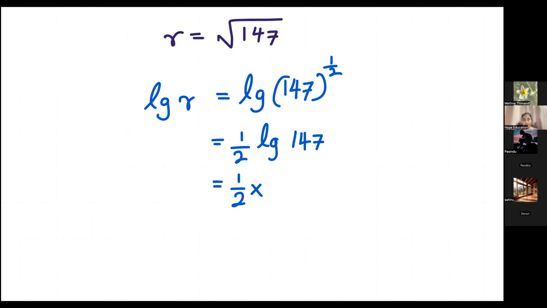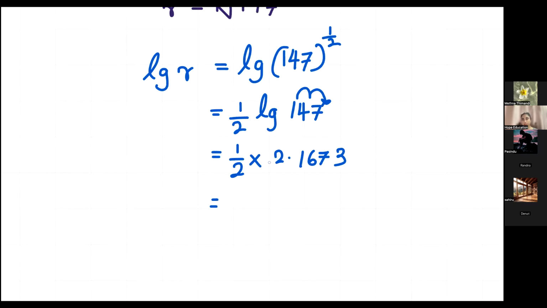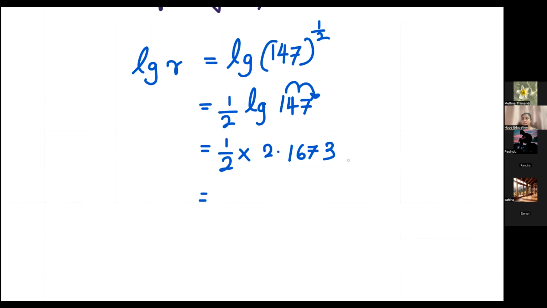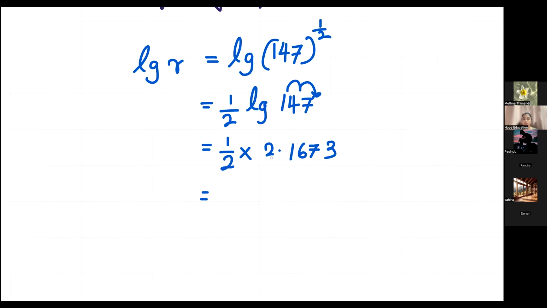Okay, 1673. Then 2 in front, so it becomes 2 point 1673. Then this has to be divided by 2, right? We can divide directly. Because this is a positive characteristic, we can first take the characteristic 2 plus the mantissa 0.1673.